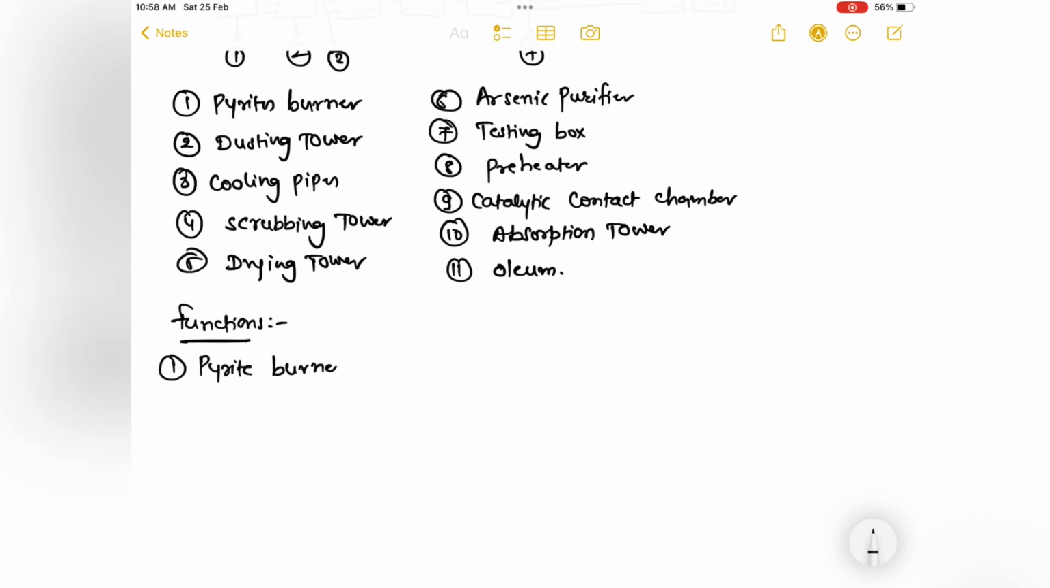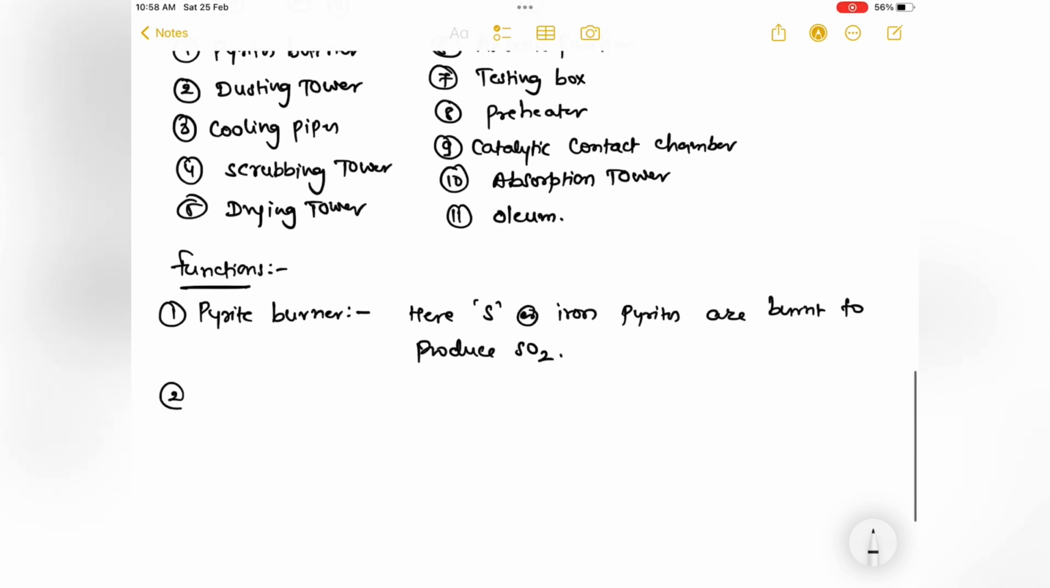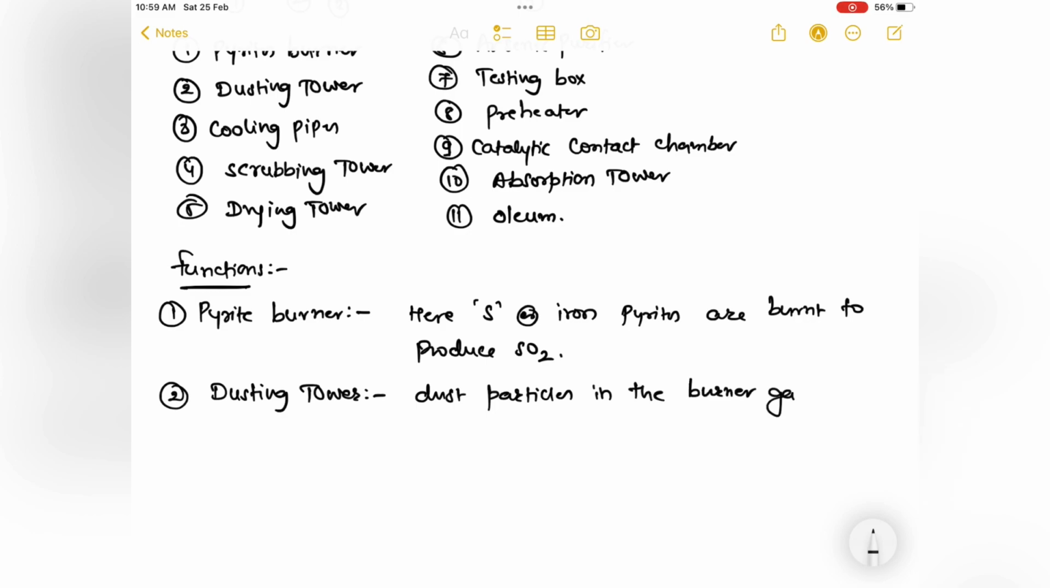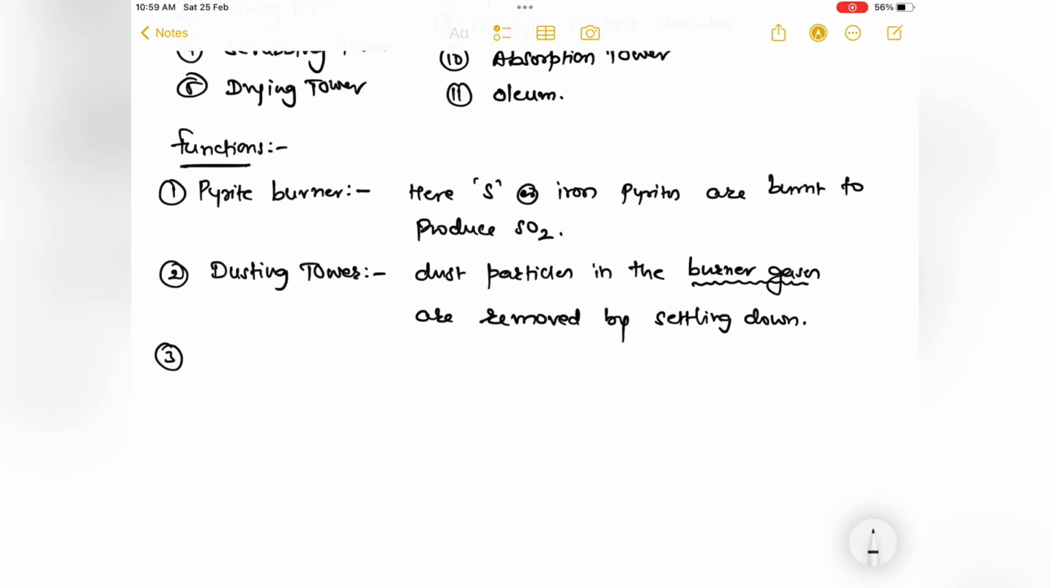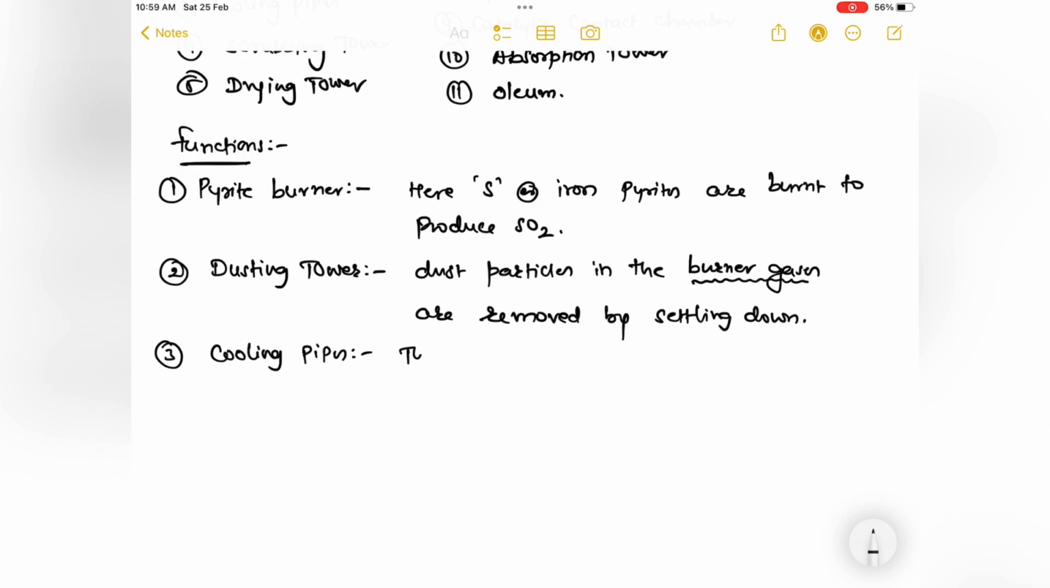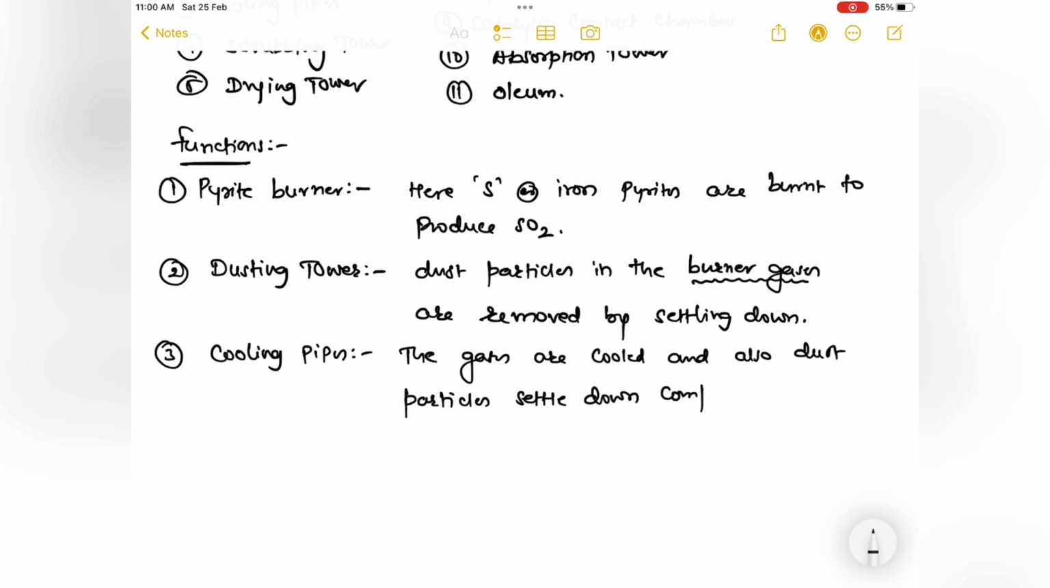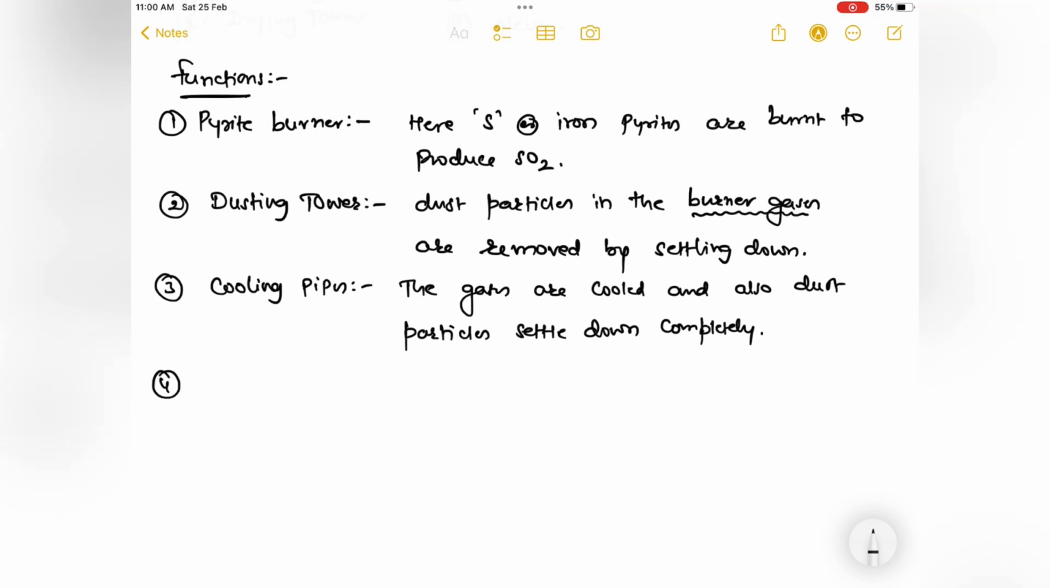Functions of each one. Pyrite burner: here sulfur or iron pyrites are burnt to produce SO2. That one we saw in the first step. Then dusting tower: the dust particles in the burner gases are removed by settling down in the dusting tower. Third one is cooling pipe. The gases are cooled and also dust particles settle down completely in cooling pipes.